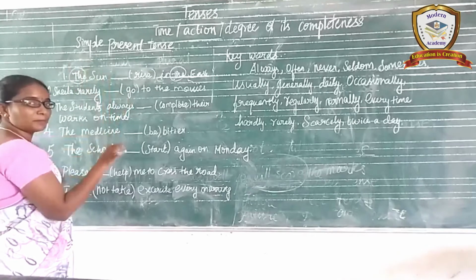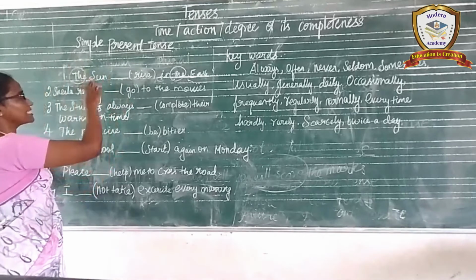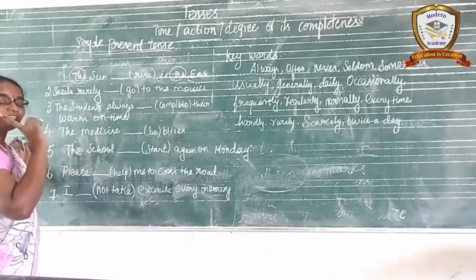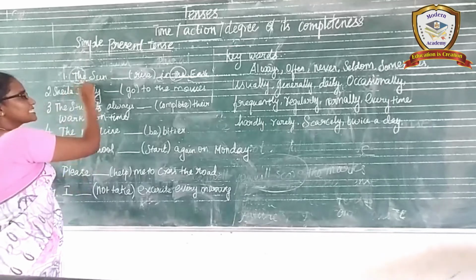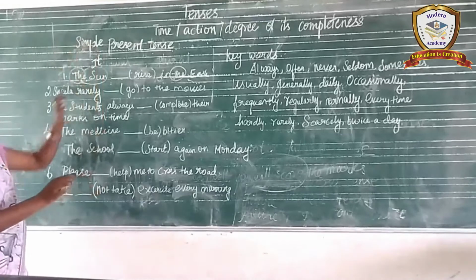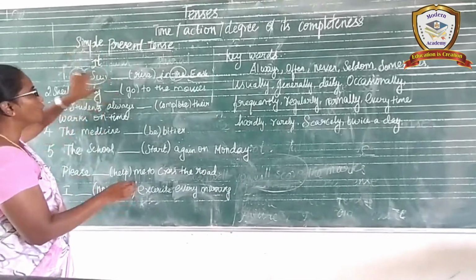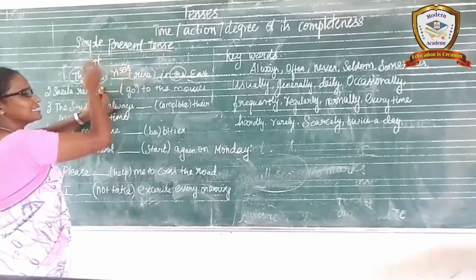How to write the simple present tense? V1 or V1 plus S or ES or IES. If the subject is he, she, it, we have to appropriate V1 plus S or ES or IES. Instead of the sun, we have to write the subject pronoun it. It is followed by V1 plus S or ES or IES in simple present tense. What is the answer? The sun rises in the east.